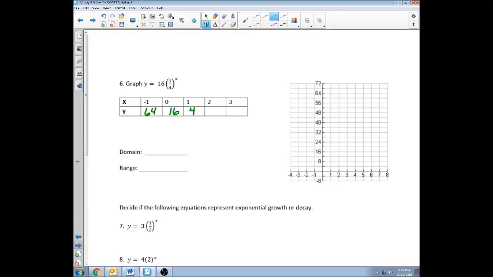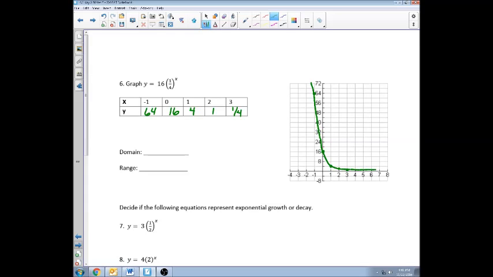1/4 raised to the second power is going to get me 1/16. Well, 16 times 1/16 is 1. If I take 3, put it in for x, then I have 1/4 raised to the third power, which is 1/64. 16 times 1/64 would get me 1/4. Okay? So -1, 64 is going to be here. 0, 16. 1, 4. 2, 1. Again, I'm going to do the same idea I just did in the last problem, where I'm just going to guesstimate and be pretty close to where those points are going to be.